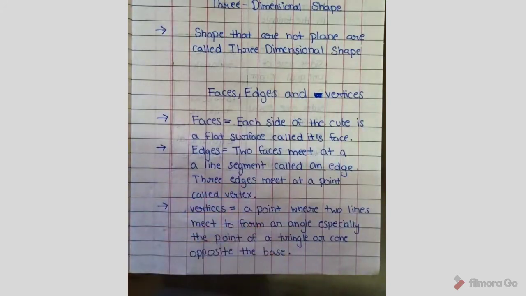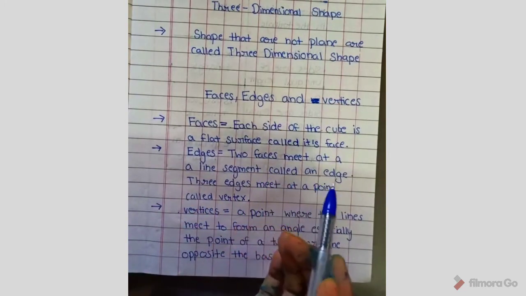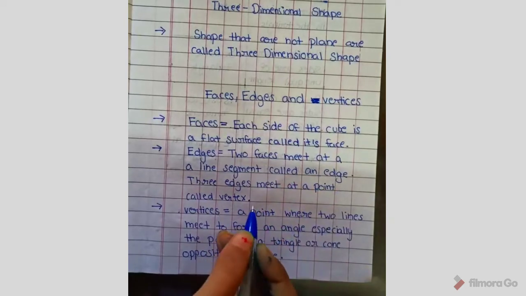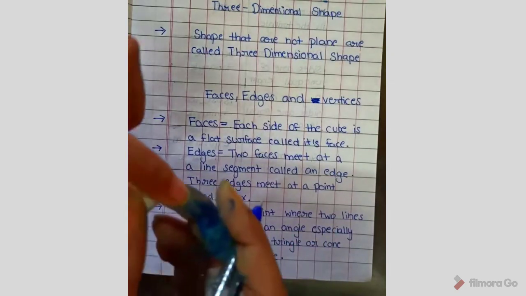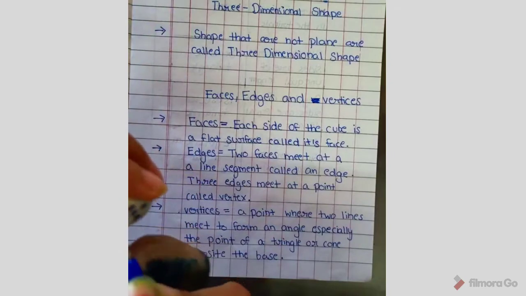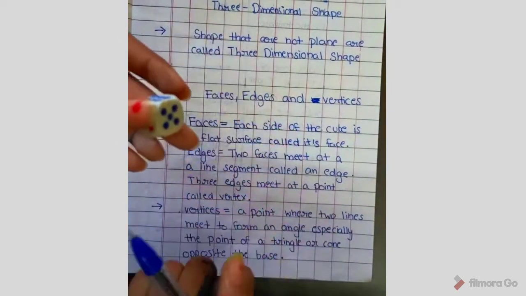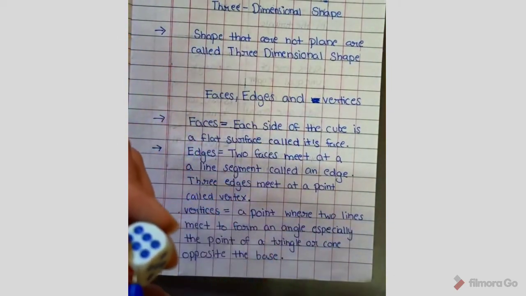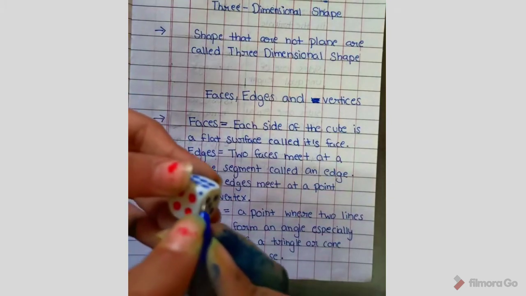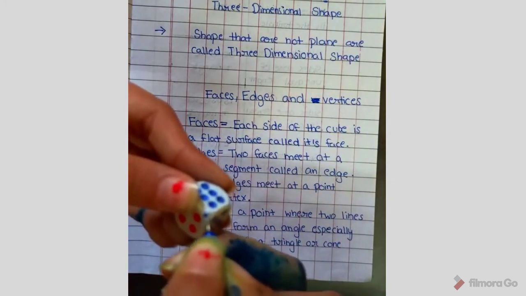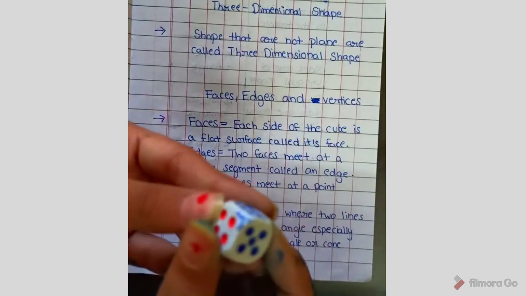Now, let's move further. It is the edge. The definition of an edge is: two faces meet at a line segment called the edge. Three edges meet at a point called a vertex. Now we take an example of this cube. You can see here is a point and three lines, one from here, and here is a point and three lines meeting. So this is known as the vertex.